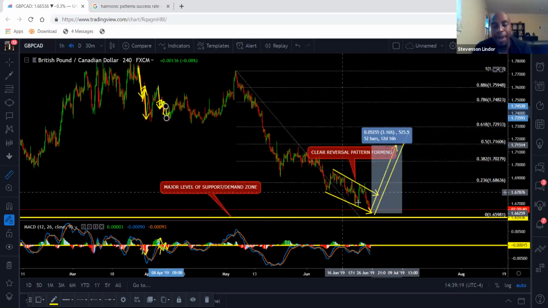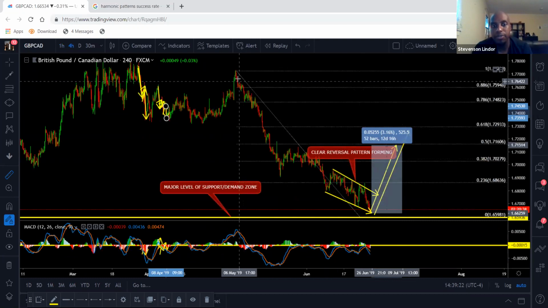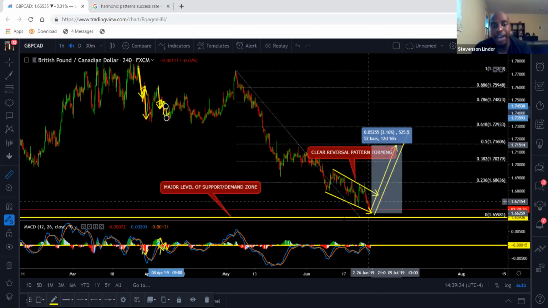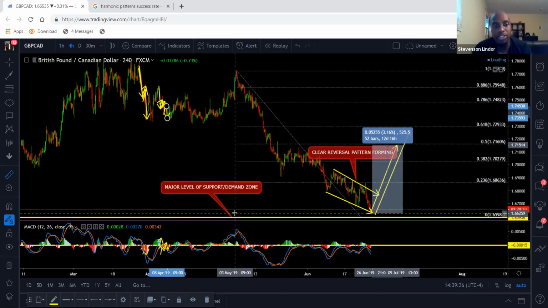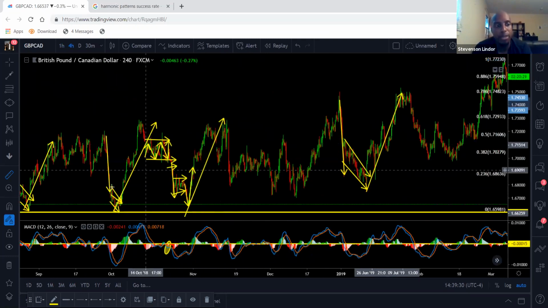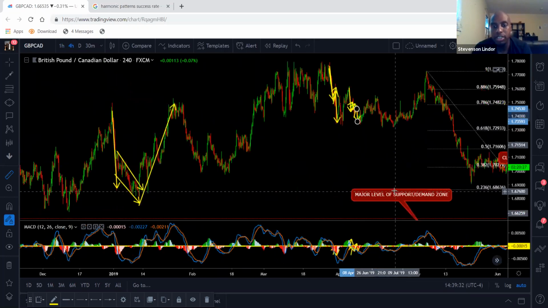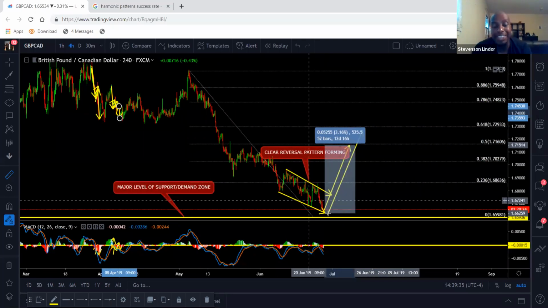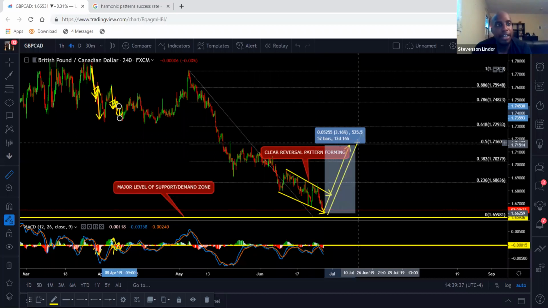We're already at the bottom. Great Britain CAD's already made a big move down. We're in a strong level of demand zone. Look left. Every time price was in that area, price shot up, price shot up, price shot up. Right? I got a reversal pattern that's telling me that we're going to go to the upside.